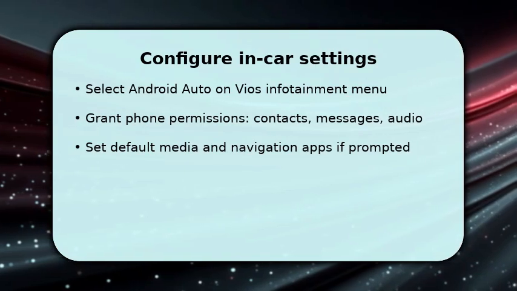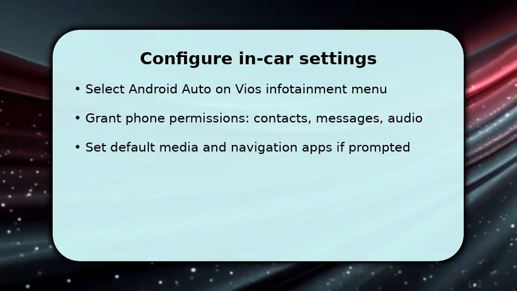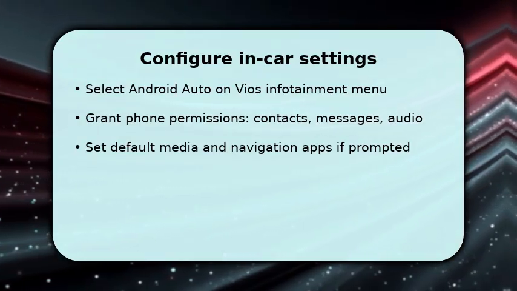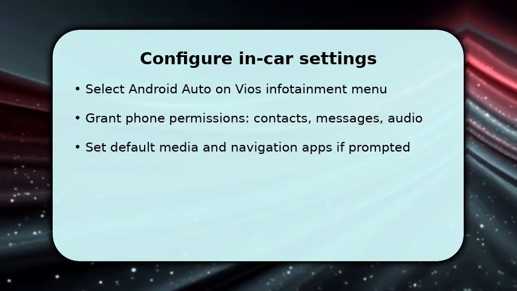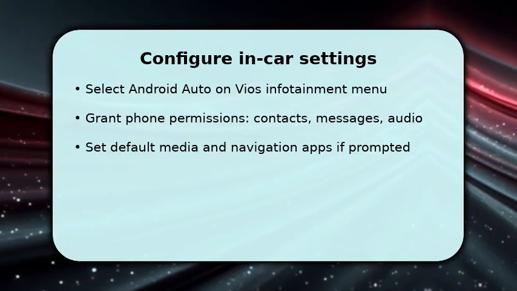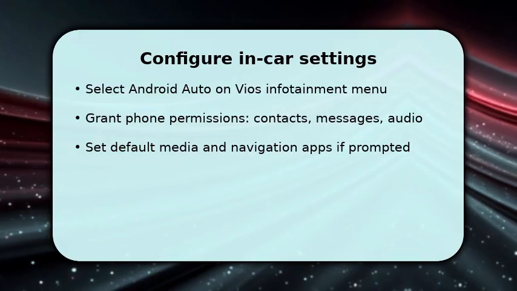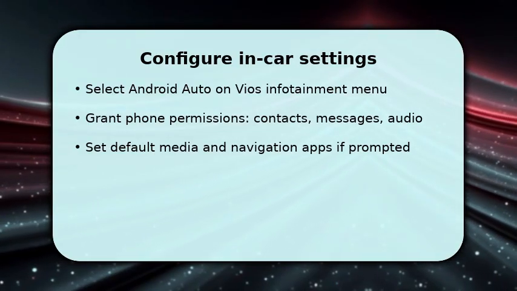Next, select Android Auto on the Vios infotainment menu. This tells the head unit to switch to the app interface. On your phone, grant necessary permissions like contacts, messages, and media access so voice prompts and calls work correctly. Make sure Android Auto is set as the default for media and navigation if the phone asks. This prevents interruptions from other apps.